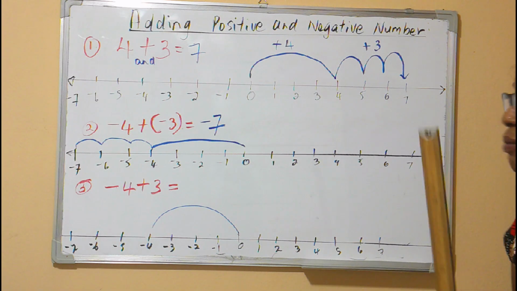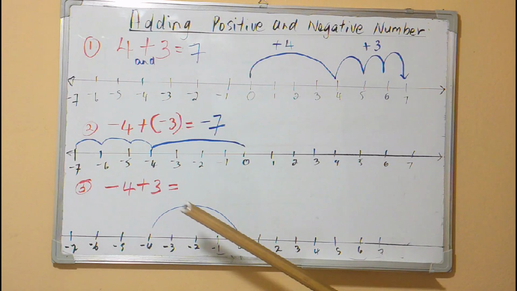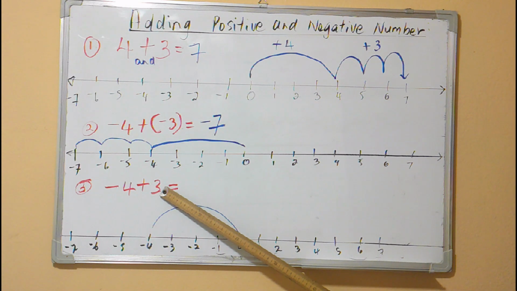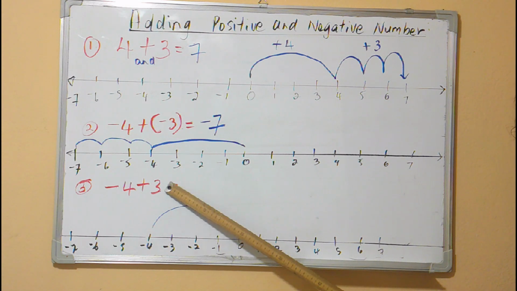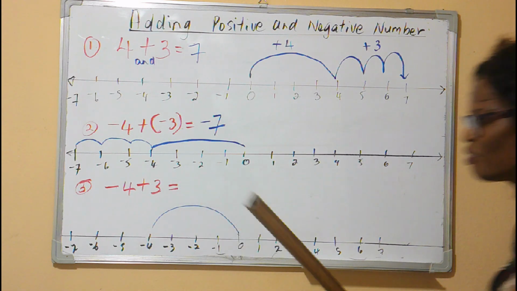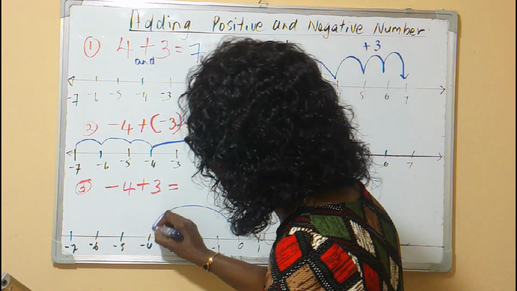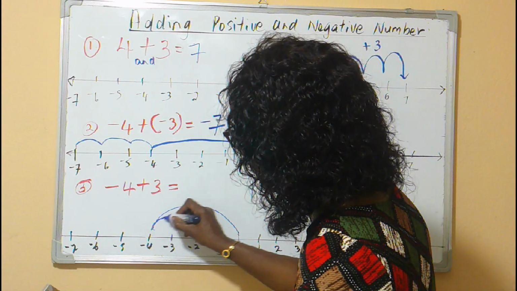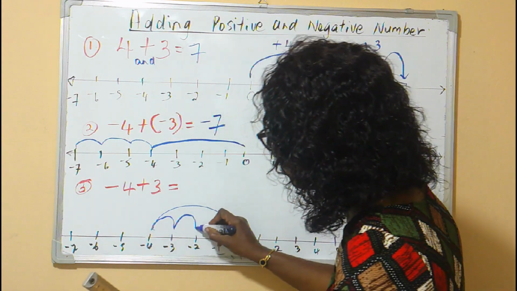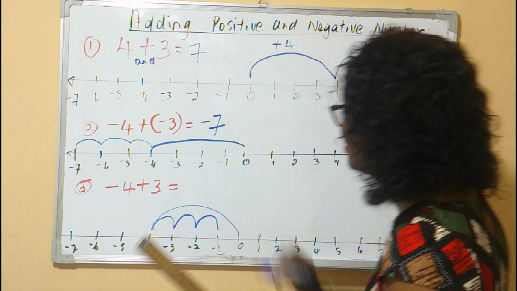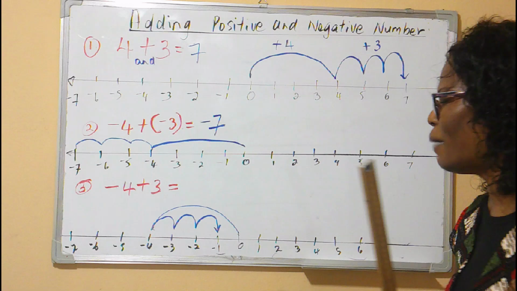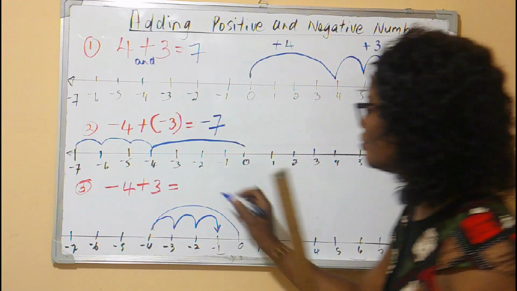All right, but look at this. What is this 3 saying? We're moving how? 3 places to the right because it's a positive 3. So from negative 4, I'm going to now take 1, 2, 3 places to the right. So I end up at negative 1.